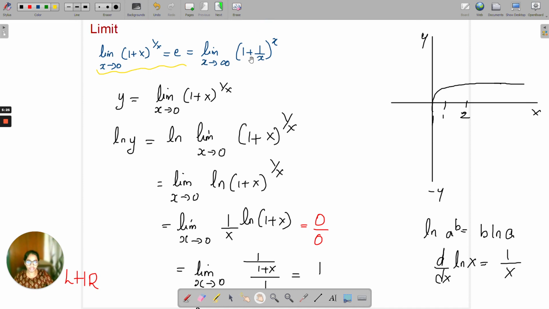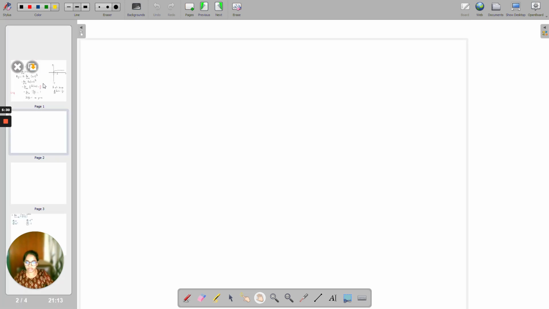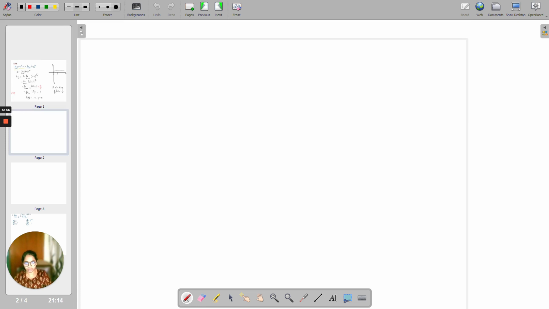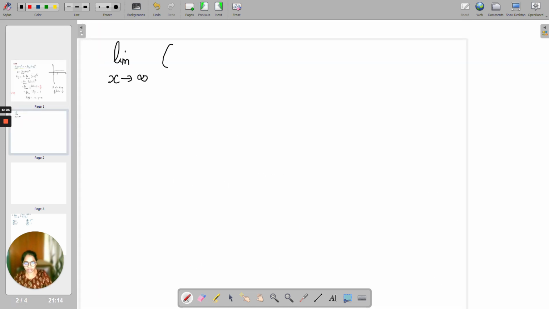Now let me take this term. That was limit x tending to 0. You would have to observe it very carefully if you're using any terms or expressions in your problems. Here we have x tending to infinity, but there we had x tending to 0, right? So let me write this. Limit x tending to infinity, (1 plus 1 divided by x) whole power x.